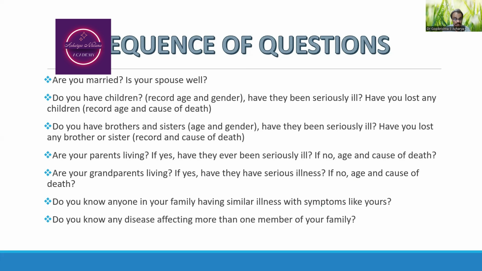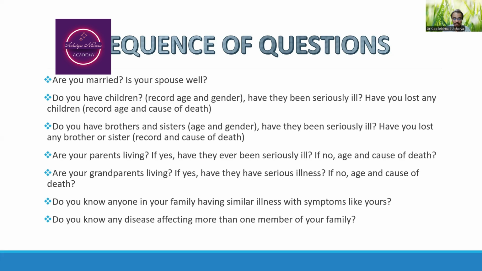Do you have brothers and sisters? Note the age and gender. Then, have they been seriously ill? Have you lost any brother or sister? Record the age and cause of death. Are your parents living? If yes, have they been seriously ill? If no, the age and cause of death have to be recorded. Are your grandparents living? If yes, do they have any serious illness? If yes, note them. If no, then the age and cause of death have to be recorded.